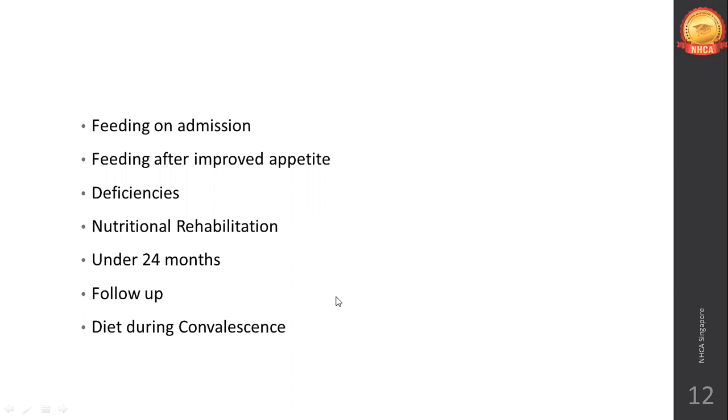Is it clear, the principles of nutrition here? What are the principles you have to follow to rehabilitate the children?